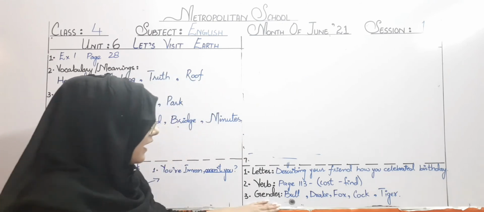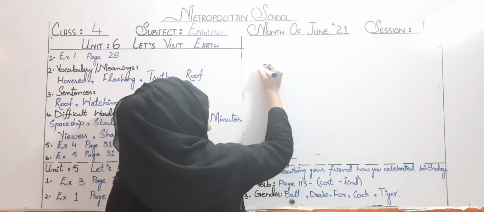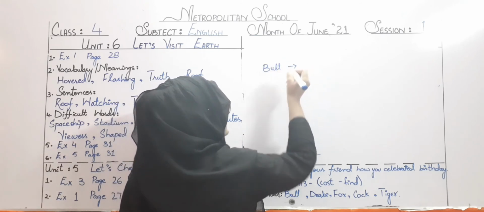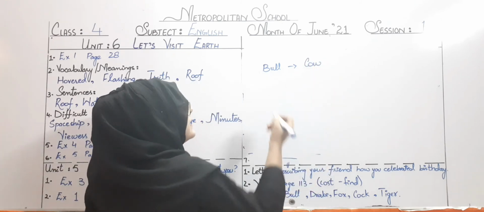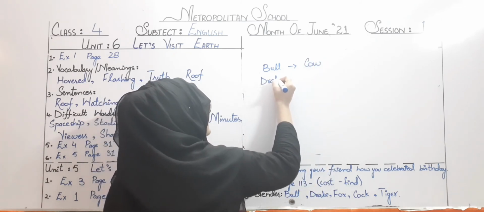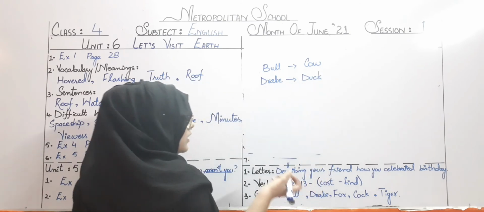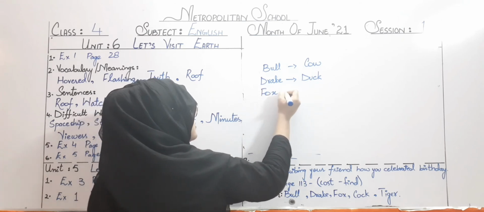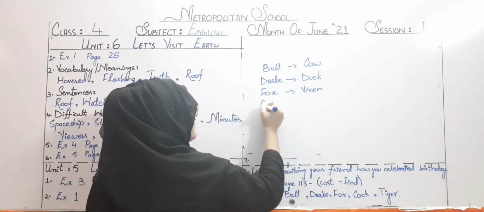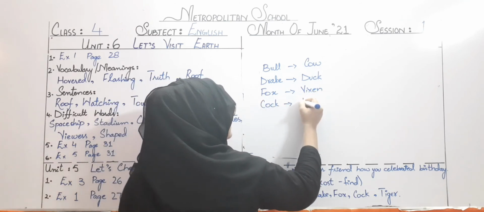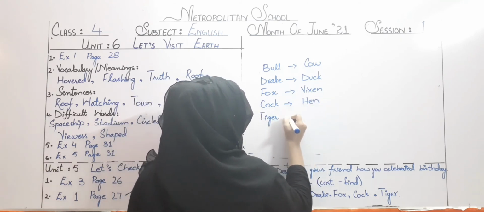And after that we have done genders. We have changed the genders. Some words have been written with their genders and we have to change them. Like the opposite gender of bull is cow, right? Then we have drake. Drake is the male duck, so the female will be duck. Then we have fox. The female of fox is always vixen. Then we have cock. The female is called hen. And then tiger, tigress, right?